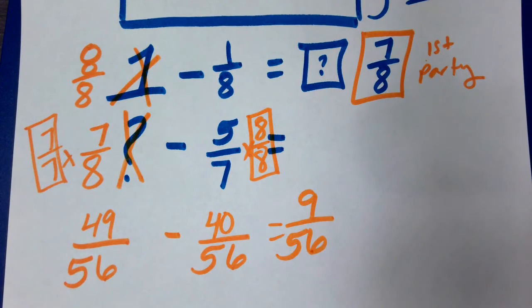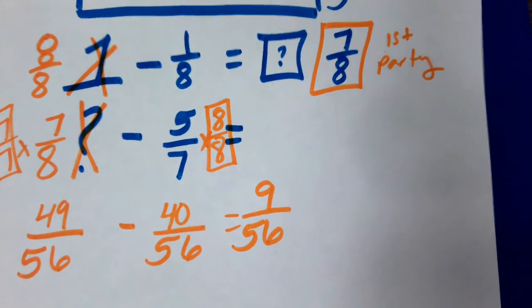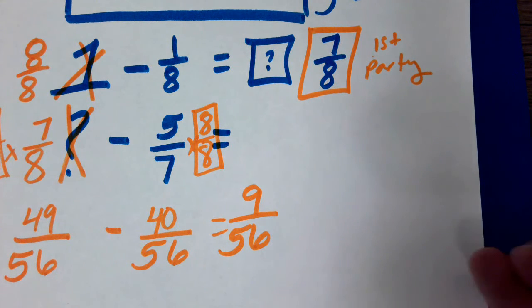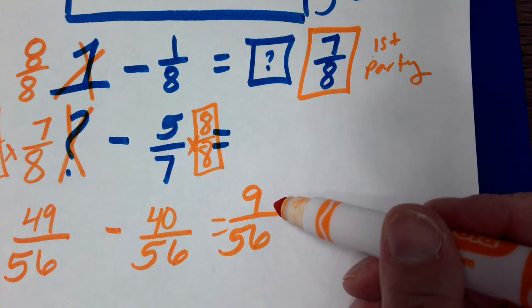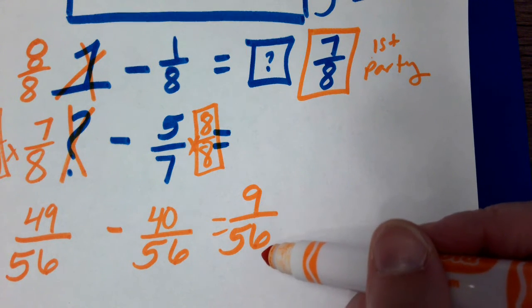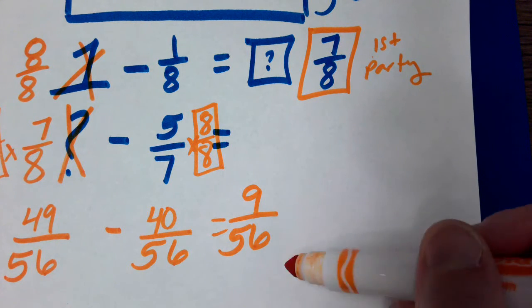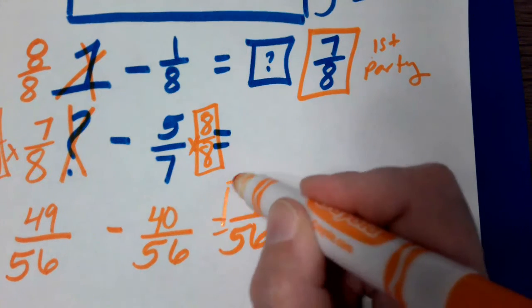All right, so I want to see if this is in the lowest terms. So I see the 9, and I know 9 has factors of 1, 3, and 9. And 56, I know it has at least 2 because it's an even number, and 7 and 8 because I multiplied them together. So I don't really think there's a good chance of being able to make it smaller, but I'm going to check. I'm going to especially check for 3 and 9. So 3 cannot go equally into 56, and 9 cannot go equally into 56. So this would be my final answer.